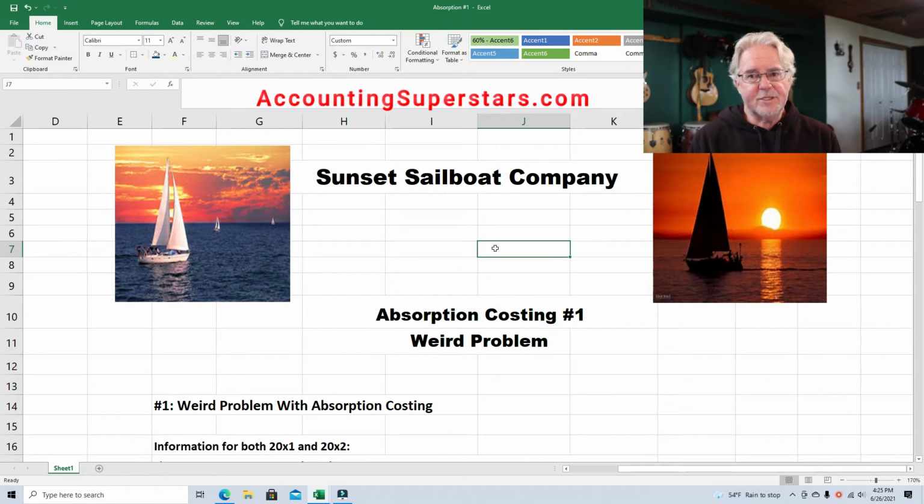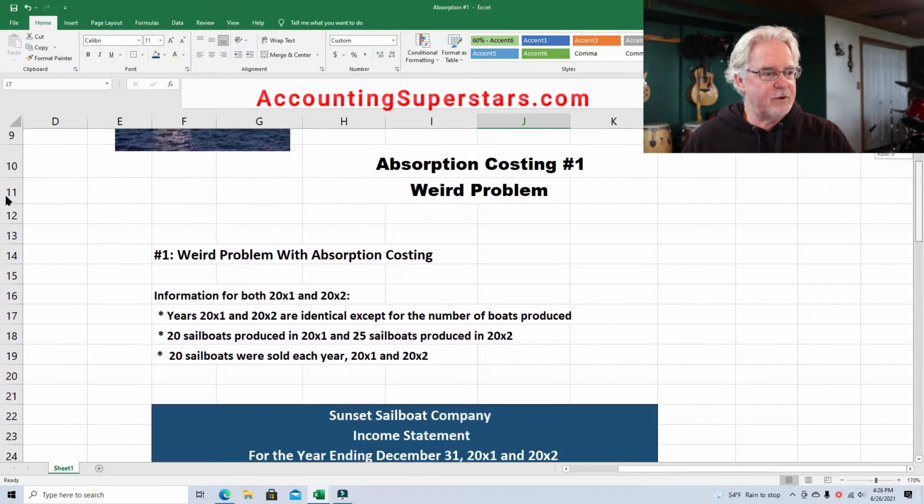Now, there is a solution to this, and it's called variable costing. But right now we'll focus on absorption costing, because that's the way financial statements need to be done. We can't use variable costing for financial statements. I wish we could. It would probably make things a little better. So here is what's happening, folks.